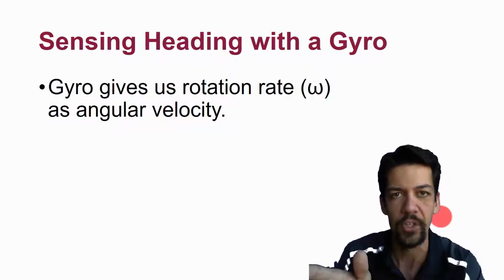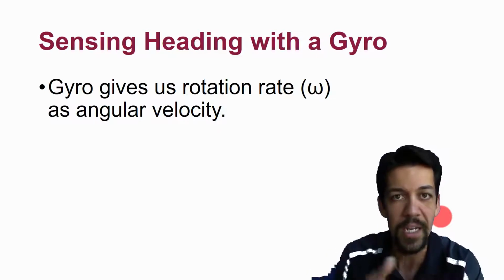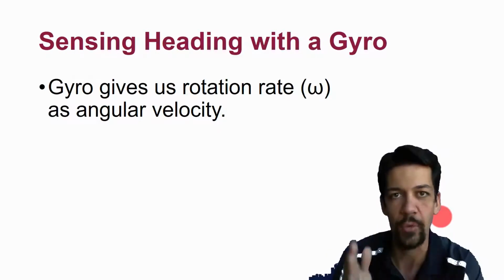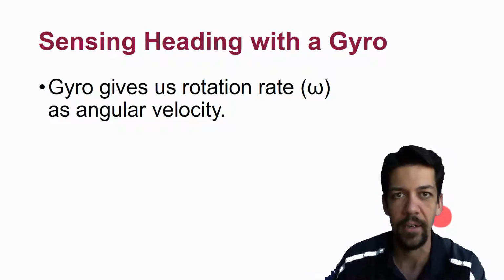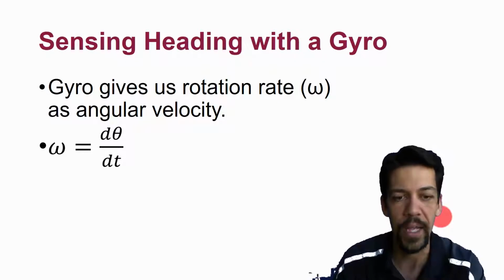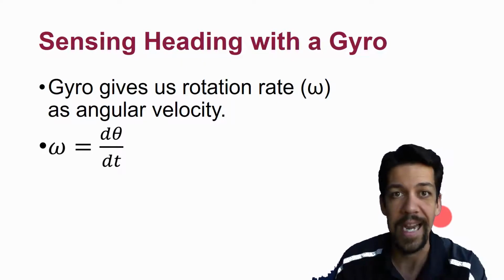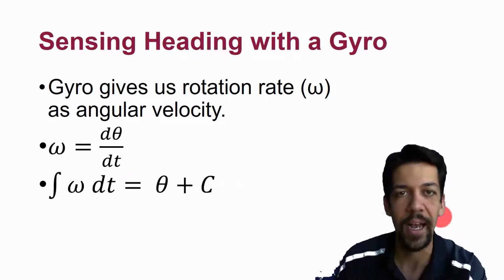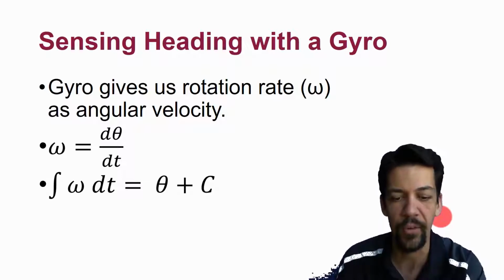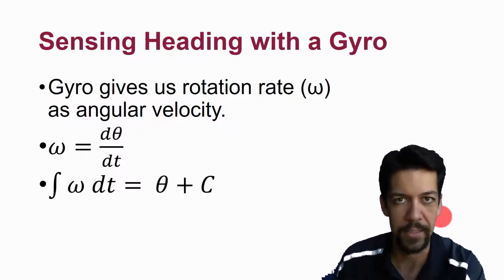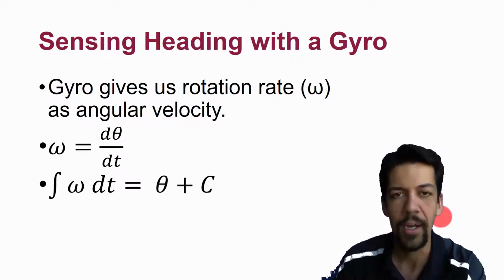So it doesn't give us the change in angle, it gives us the velocity of change in angle, so the speed of change in angle. And to get the actual change in angle, to get how far we've turned, we have to integrate the angular velocity over time. So our angular velocity is the change in angle over time, just like the velocity of an object is the change in position over time. So to get the position, or get the angle of our system, we have to integrate the angular velocity over time, and that gives us our theta plus some constant, some initial value, right?